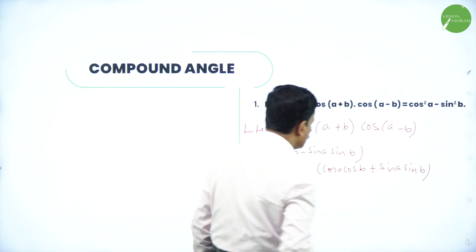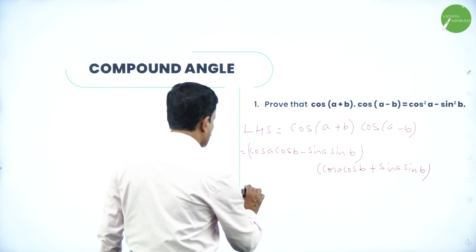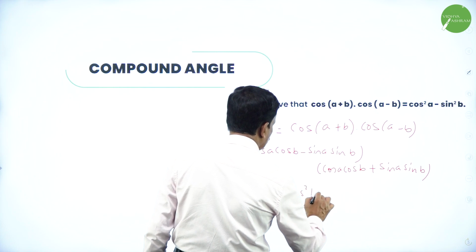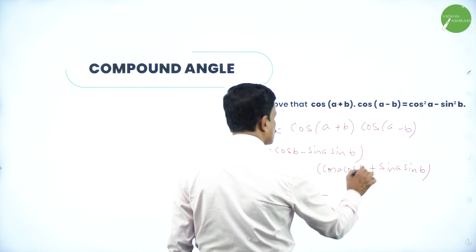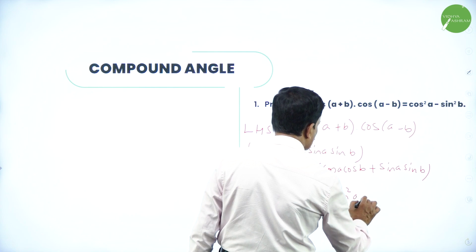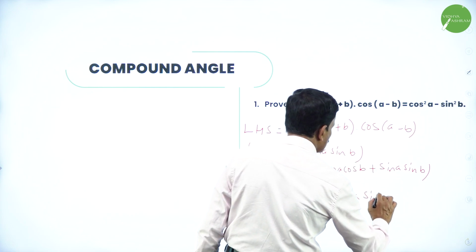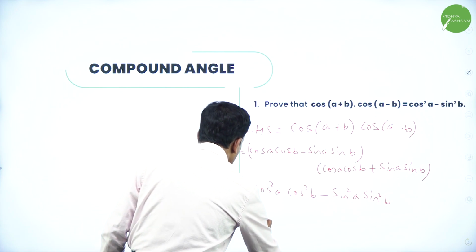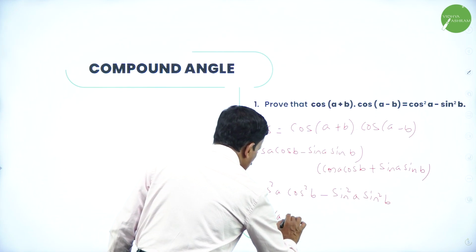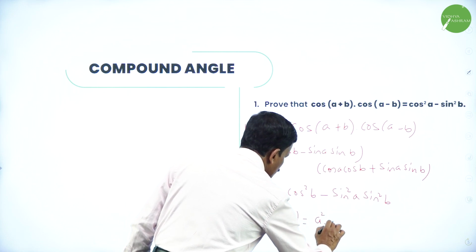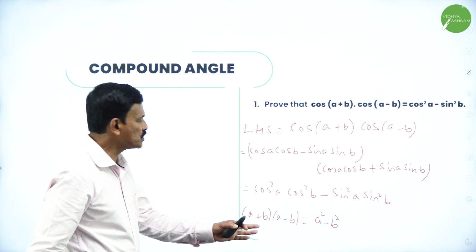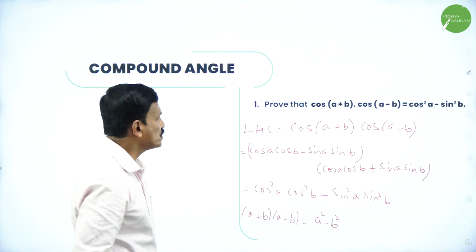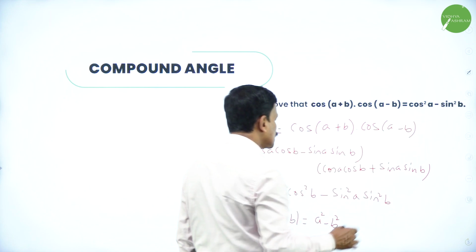Just multiply it. Cos A into cos A is cos square A. Cos B into cos B is cos square B, minus into plus it is minus, sin A into sin A is sin square A, sin B into sin B is sin square B. Now if you observe carefully, this is of the form A plus B into A minus B. What is the formula for A plus B into A minus B? A square minus B square. Cos square A cos square B minus sin square A sin square B. Now what is the answer you want to get? Cos square A and sin square B.